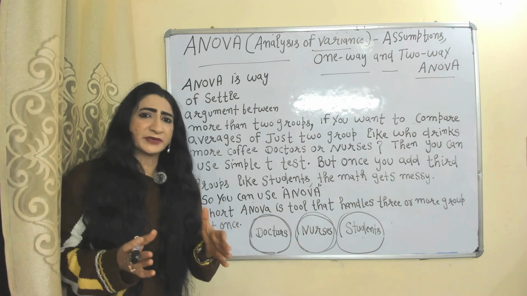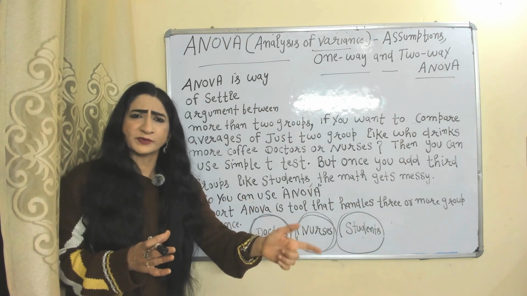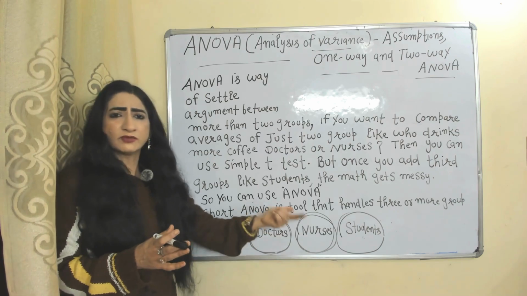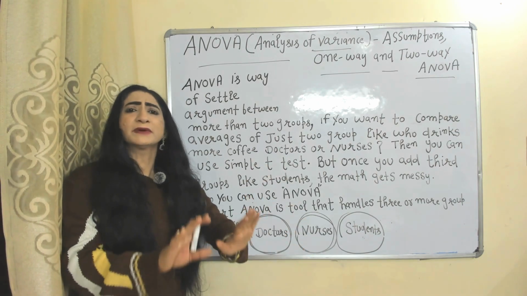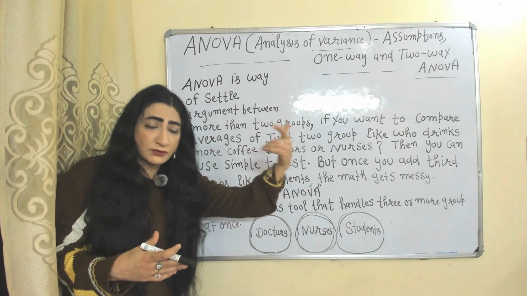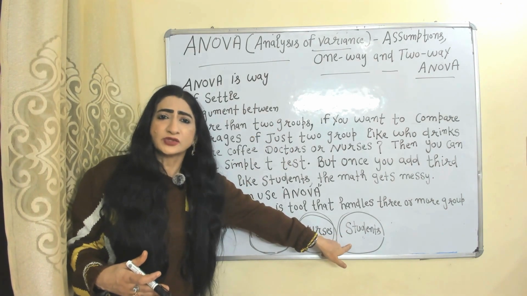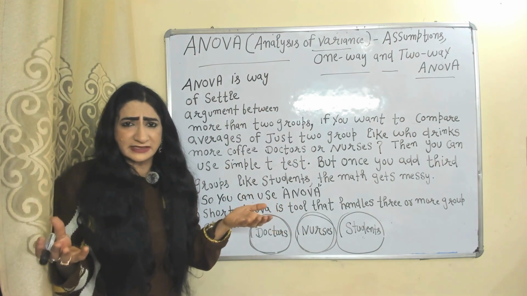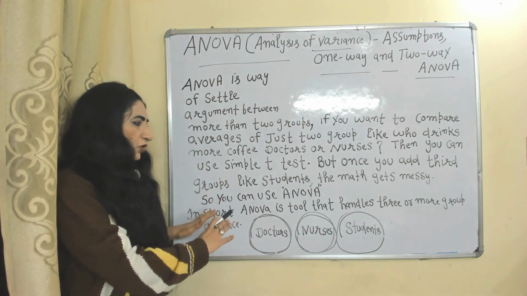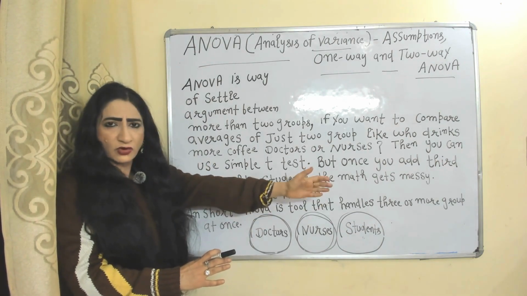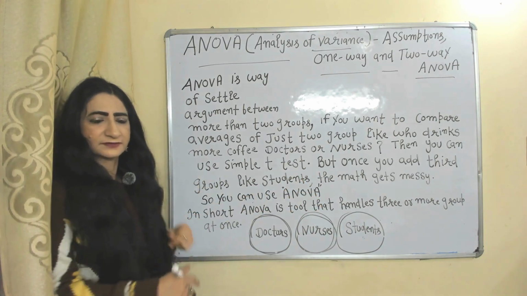If you want to compare averages of just two groups, for example, who drinks more coffee, doctors or nurses, then you can use a simple t test. But when you add one more group, for example students, then the math becomes messy. That's why you need to use ANOVA. In short, ANOVA is a tool that handles three or more groups at once.